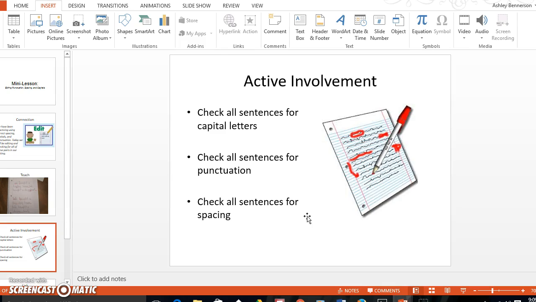So, all of you are going to check all sentences to be sure that they start with capital letters. Check all sentences for punctuation. You're going to make sure that sentences end with periods. If you're asking a question, the sentence ends with a question mark. And if you're using an excitement tone for that particular sentence, you're using an exclamation point. And you're also going to check sentences for spacing. You can use your finger to help make sure that you have just enough space in between all of your words.